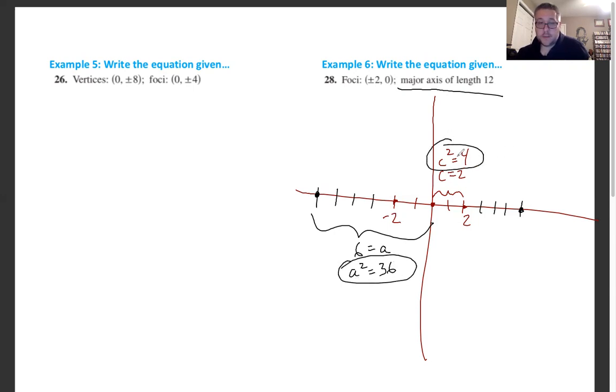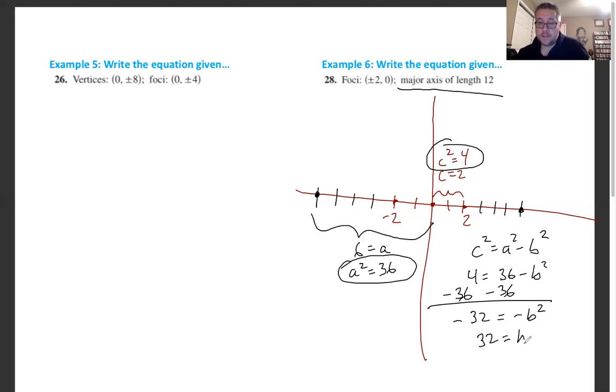We've got C squared is 4. So again, we can find B squared by plugging in. We've got 4 is equal to 36 minus B squared. Subtract 36 from both sides. So you get -32 is equal to -B squared, which implies that 32 is B squared. Now we'll stop there because that's everything we need.